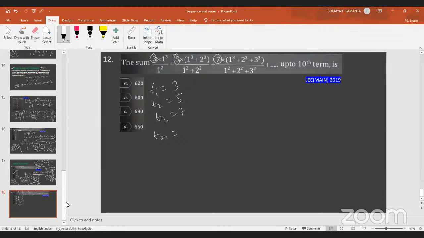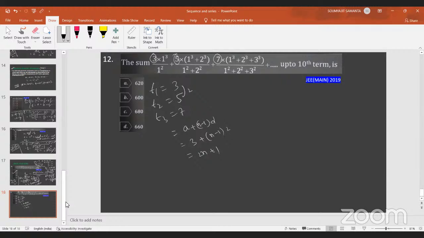T3 is 7. So what is Tn? Tn is nothing but a plus n minus 1 into d, and d is here 2, a is here 3. 3 plus n minus 1 into 2. This is becoming 2n plus 1. Yes or no? Yes. This is becoming 2n plus 1.